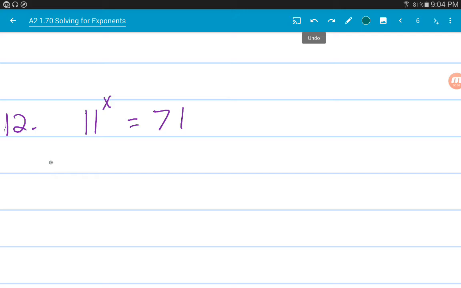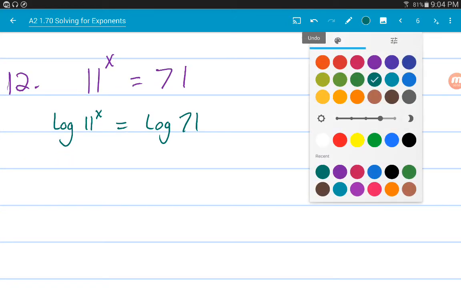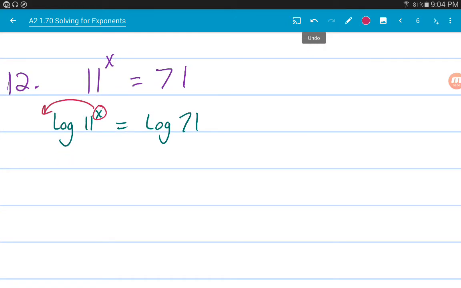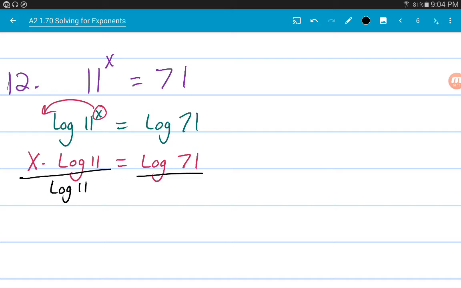Well, if I log both sides, I get log of 11 to the x is equal to log of 71. This allows me to bring down the exponent into the front. So now we have x times log of 11 is equal to log of 71. The x is attached to the log 11 with multiplication, and I want to get x by itself, so I divide off the log 11. What I do to one side, I have to do to the other as well. So I get x is equal to log of 71 over log 11, which I'll do in the calculator.